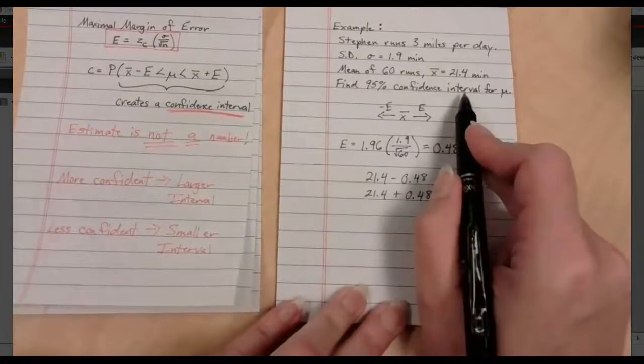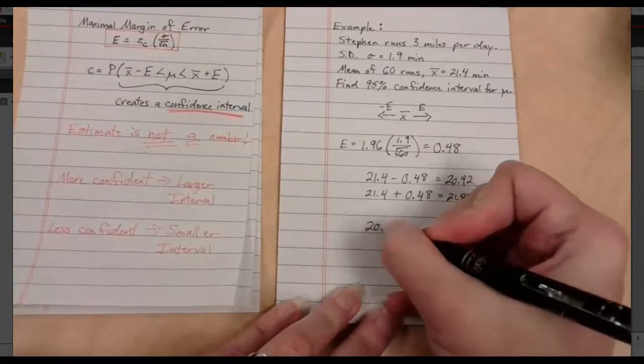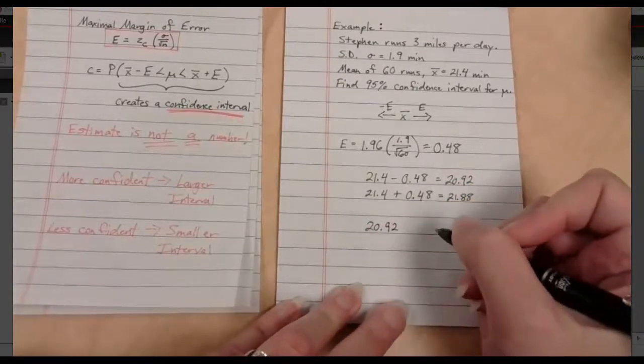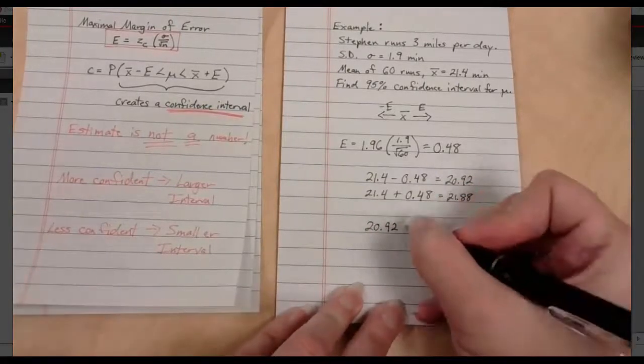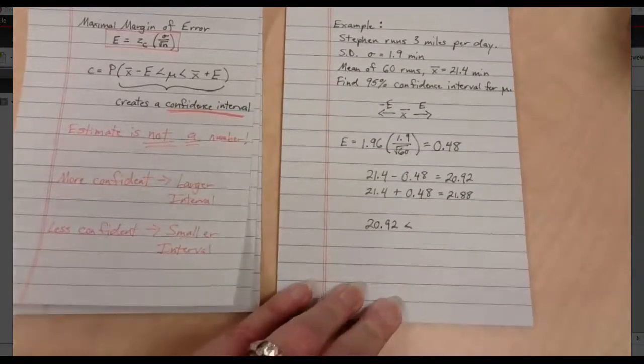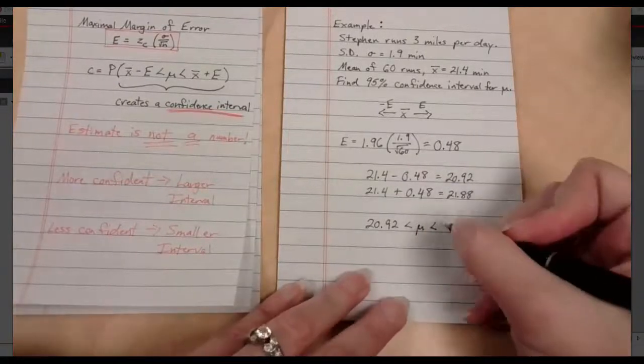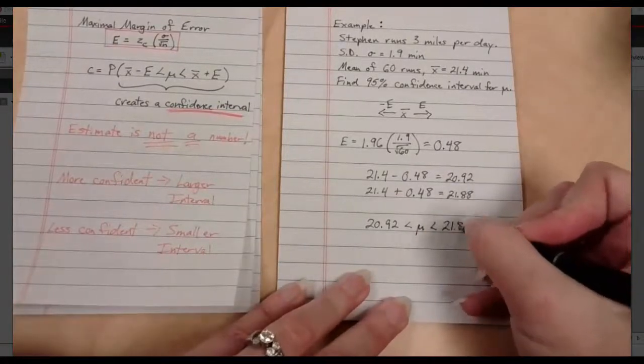So my 95% confidence interval says that 20.92 on the low end is less than mu, which is less than, on the high end, 21.88.